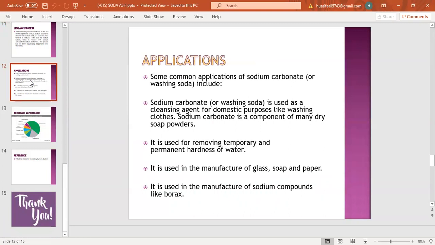Applications. Some common applications of sodium carbonate include: sodium carbonate is used as a cleansing agent for domestic purposes like washing clothes. Sodium carbonate is a component of many dry soap powders. It is used for removing temporary and permanent hardness of water. It is used in the manufacture of glass, soap, and paper. It is used in the manufacture of sodium compounds like borax.